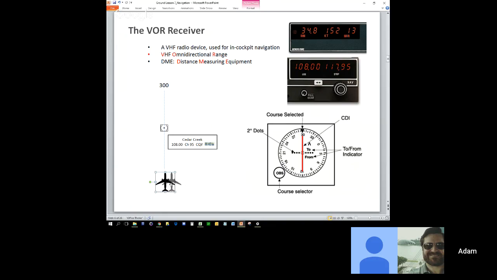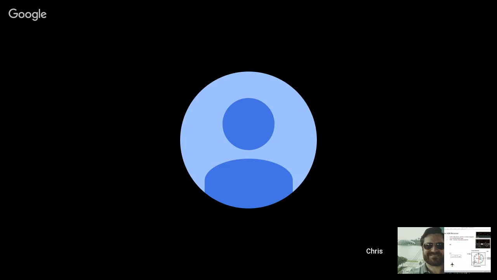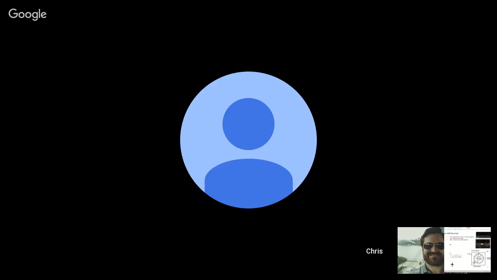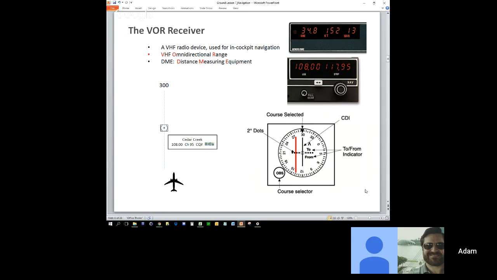If my airplane drifts over to the right, and I still have 300 selected, my CDI is going to drift to the left, telling the pilot that the course I've selected, 300, is to my left. And same thing to the right. If I'm way over here, then the CDI will move to the right until such time as I correct my position back on what we call on course, and the CDI needle centers back at the center of the gauge.